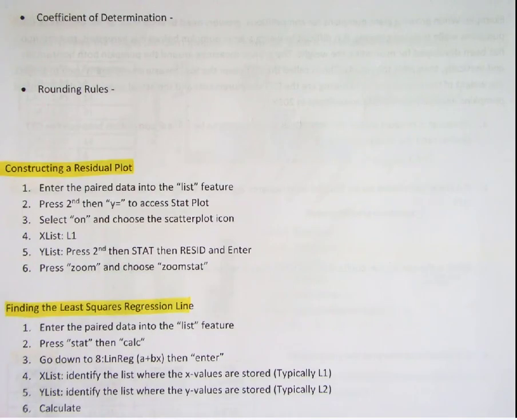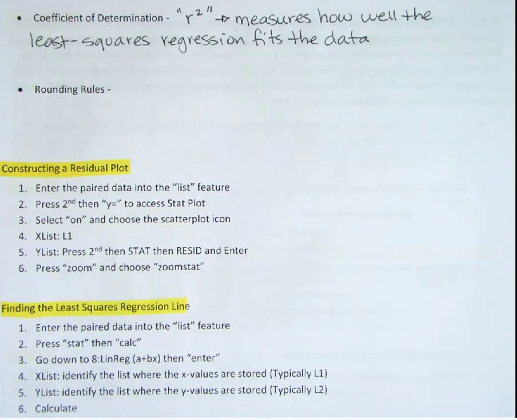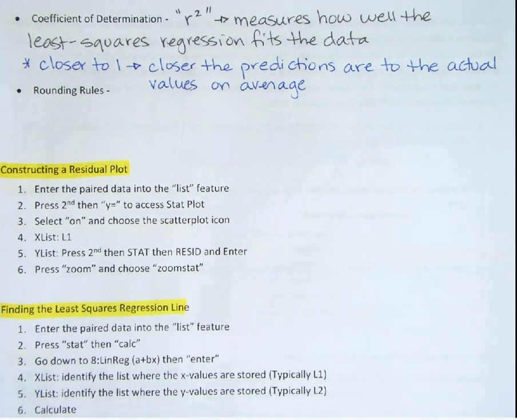We also have what's called a coefficient of determination. This is represented by r squared. This measures how well the least squares regression line that we are creating fits the actual data. When calculating r squared, the closer we get to +1, the closer we can be confident that the predictions are to the actual values on average.